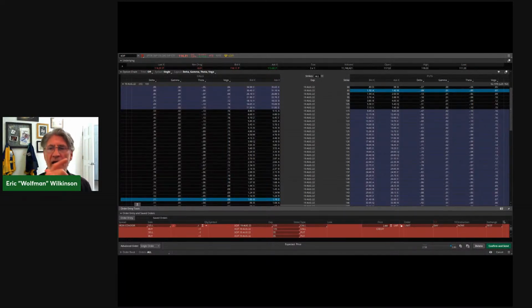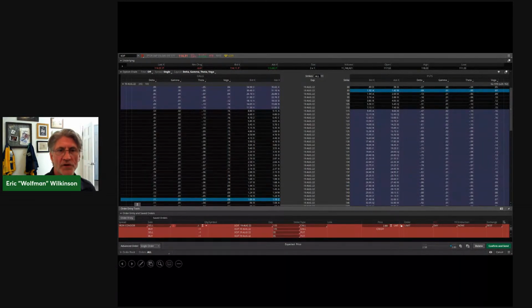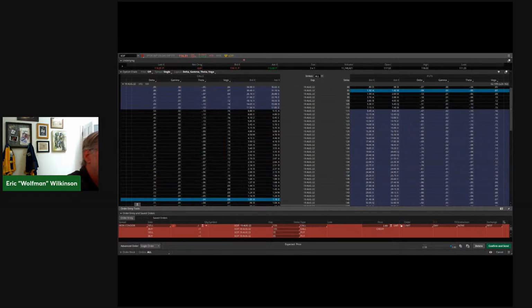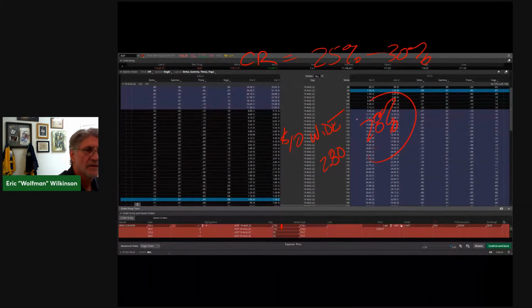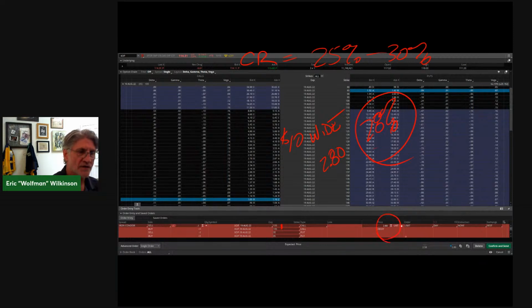Finally, what we need to have happen is collect. Let me write this down for you. I want you guys to get a credit. Your credit, all right, the credit is equal to 25 to 30% of the width of the spread. So, right, we've got $10 wide here. It's a $10 wide spread. And I'm collecting $2.80. All right, so that's 28% of the width in this strategy. So $2.80 on those ones that are 45 days to expiration.